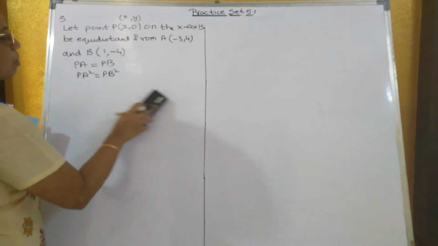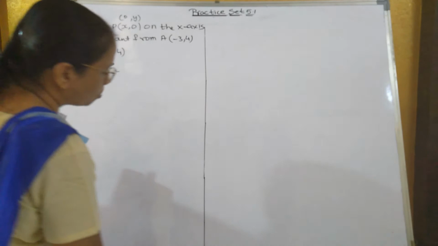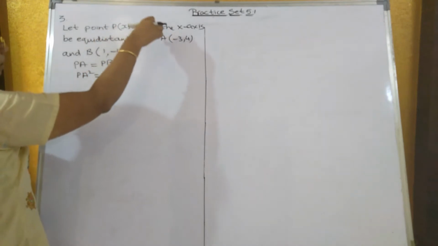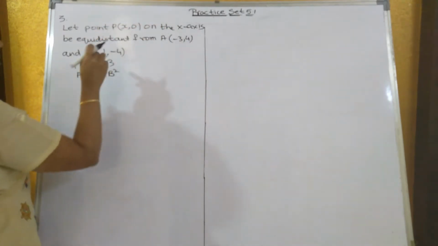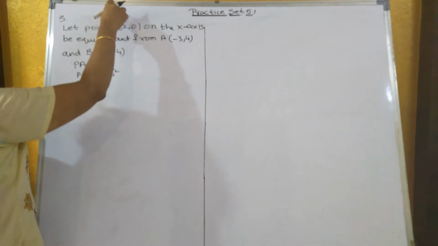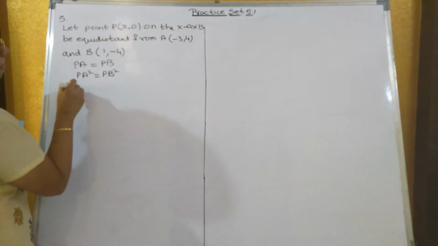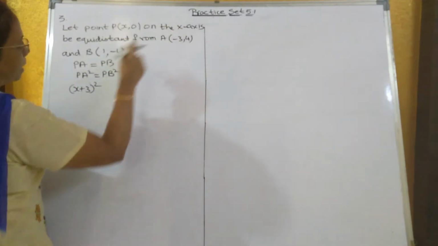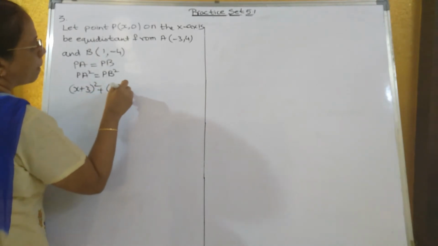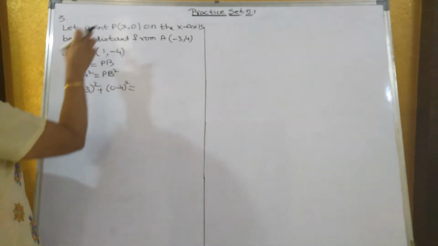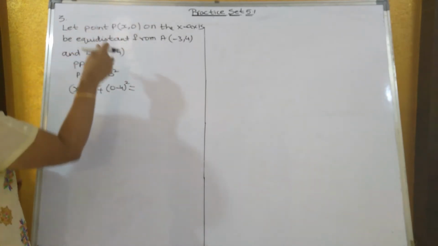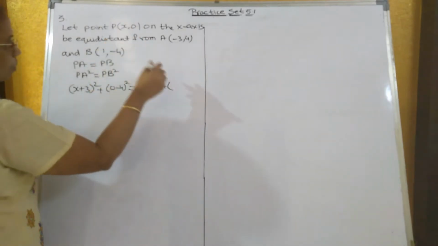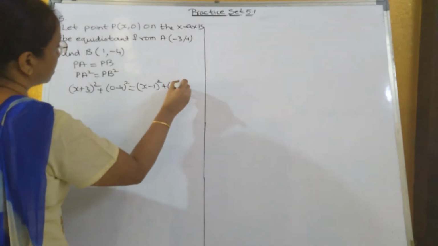Now we will use the formula of (x2 minus x1) the whole square plus (y2 minus y1) the whole square. Since one of the coordinates over here is x, we will take it first. So first we take PA square: (x plus 3), don't take minus 3 minus x, this will be more convenient, (x plus 3) the whole square plus (0 minus 4) the whole square. Now take PB: (x minus 1) the whole square plus (0 plus 4) the whole square. Minus into minus will become plus 4 the whole square.